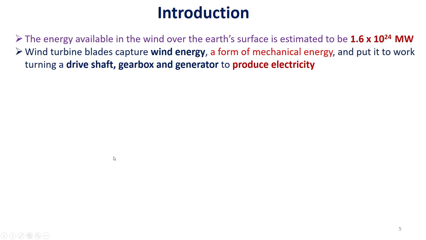The energy available in the wind over the earth's surface is estimated to be 1.6 × 10^24 megawatt. The wind turbine blades capture wind energy, a form of mechanical energy, and put it to work turning a drive shaft, gearbox and generator to produce electricity, right?